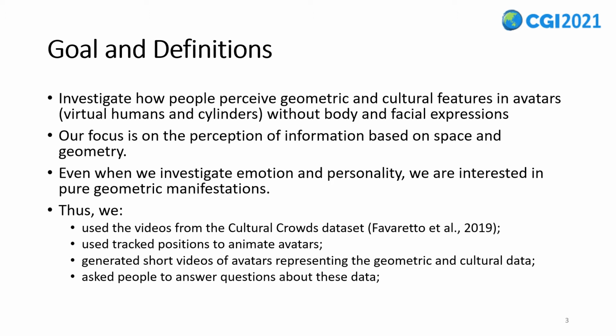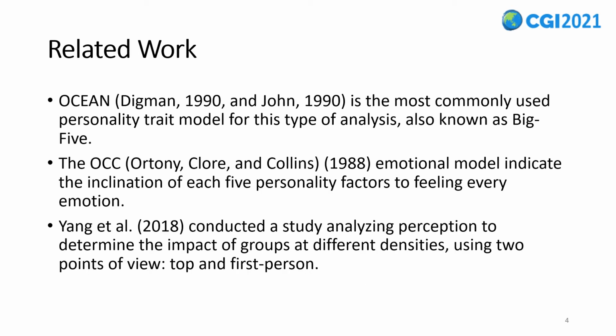Thus, we used the videos from the Cultural Crowds dataset by Favaretto et al. We used tracked positions to animate avatars. We generated short videos of avatars representing the geometric and cultural data, and we asked people to answer questions about this data. OCEAN is the most commonly used personality trait model for this type of analysis, also known as Big Five. The OCC emotion model indicates the inclination of each of the five personality factors to feeling every emotion.